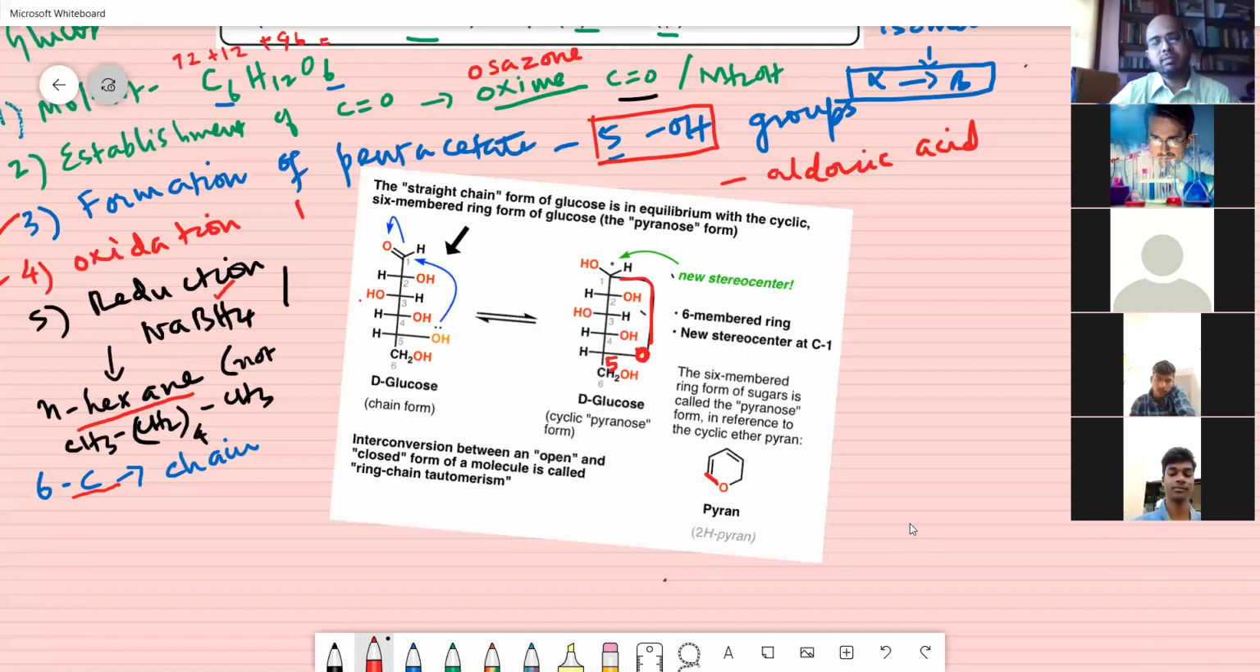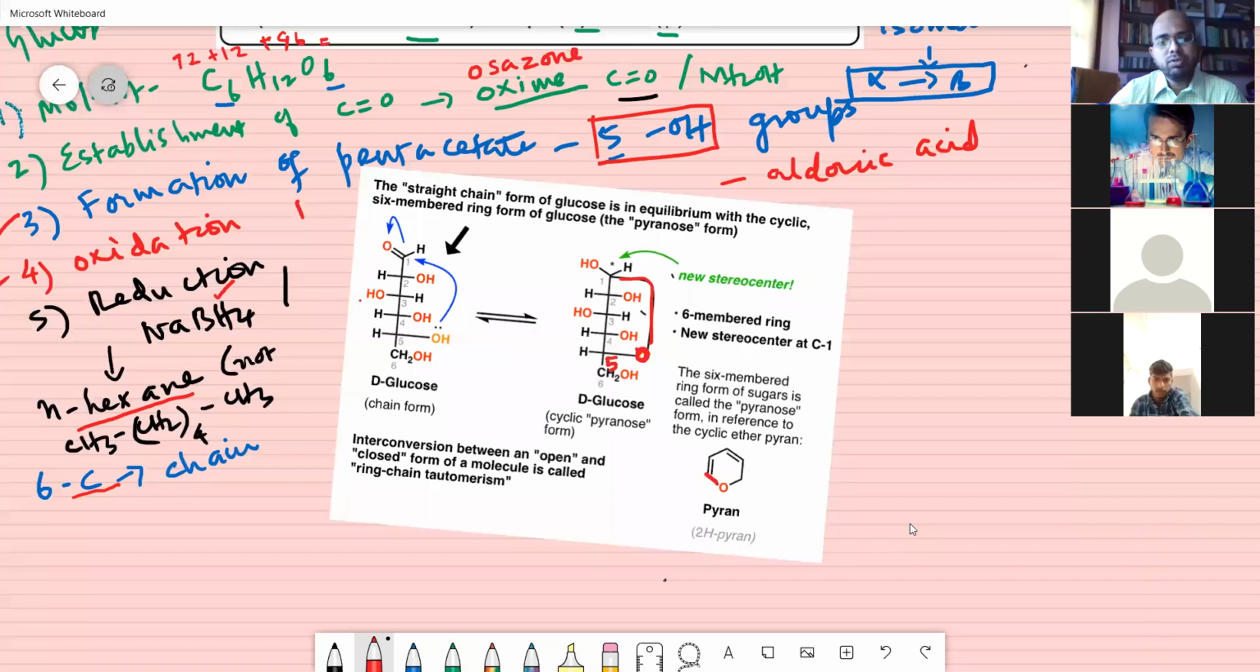But here for representation it is given like this. So you can see this D-glucose is linked by means of the 1, 2, 3, 4, 5, 6. Okay, 1,5 linkage is there. The 6-member ring form of sugar is called the pyranose with reference to pyran. This is the pyran. Interconversion between open chain and closed form of the molecule is called ring chain tautomerism. This is the pyranose form.